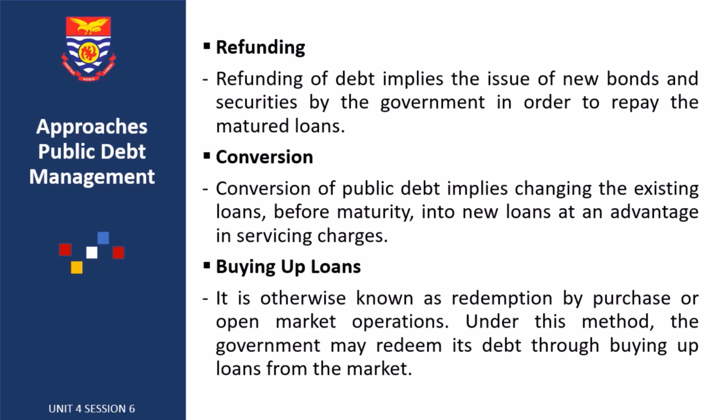We have conversion, where the government changes the existing loans before maturity into new loans at an advantage in servicing charges. So here the government has an agreement or a facility with a country, and what the government does is to convert the loan by changing the conditions attached to it. We have buying up loans, known as redemption by purchase or open market operation. So if the government has treasury bills in issuance, it buys back these treasury bills in order to pay off this debt.